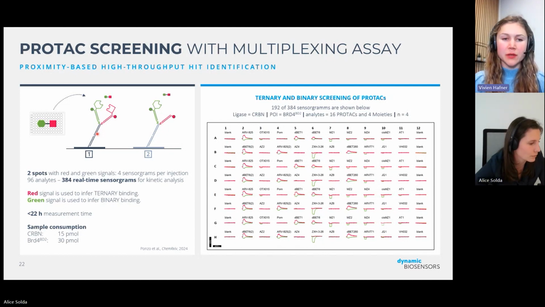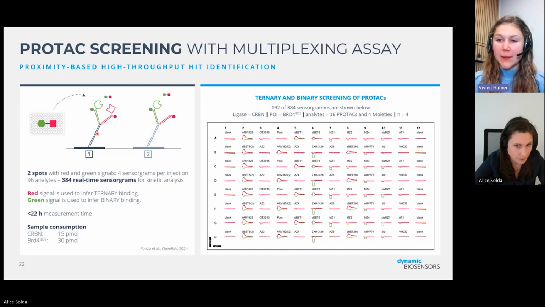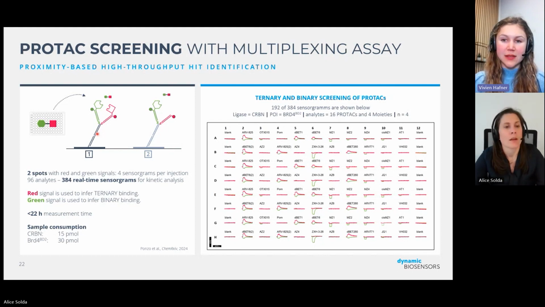Mm-hmm. And maybe we can also stick to that topic for just a little bit, because there was also the question about the binary versus ternary signal. So one dye is used for the ternary complex and the other one is for binary. Could you explain this a bit?